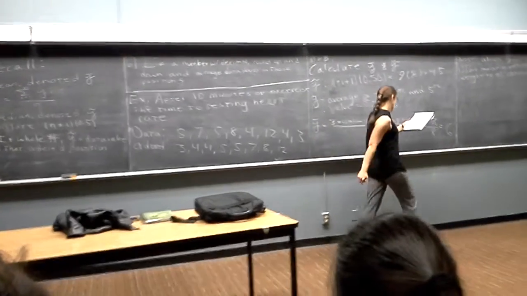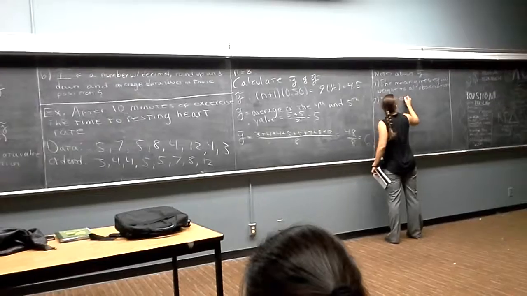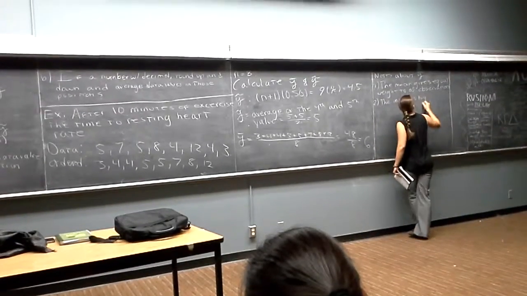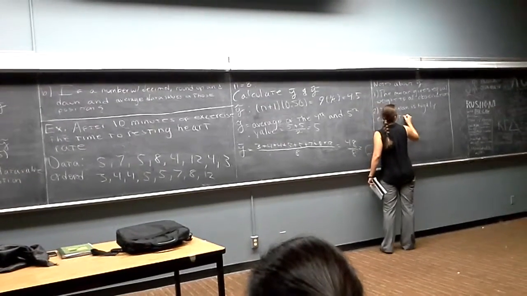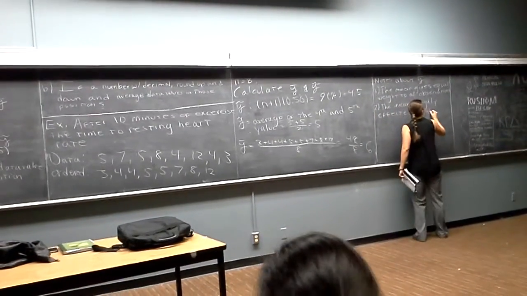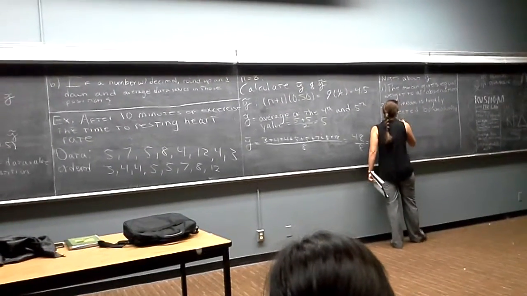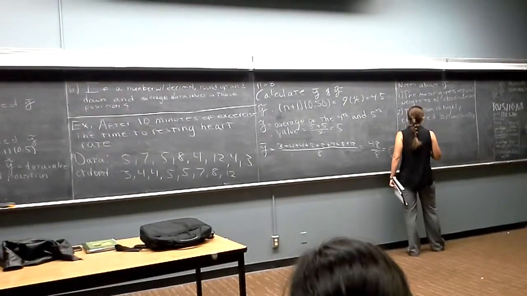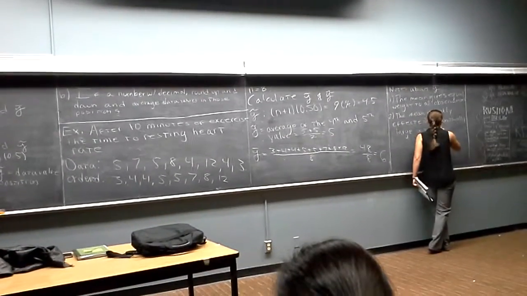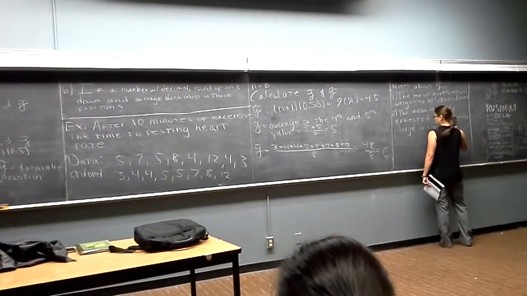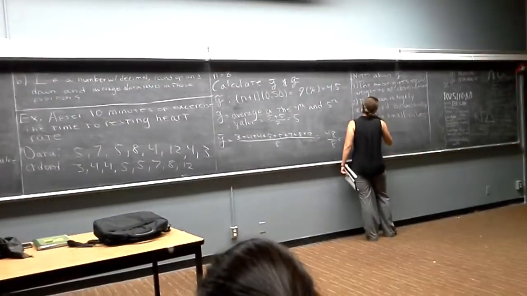So the second note is the mean is highly affected by unusually large or unusually small values. And unusually large or unusually small values are also called outliers. And we'll be specific about how we identify them in a little bit. But you can also say they are largely affected by outliers.